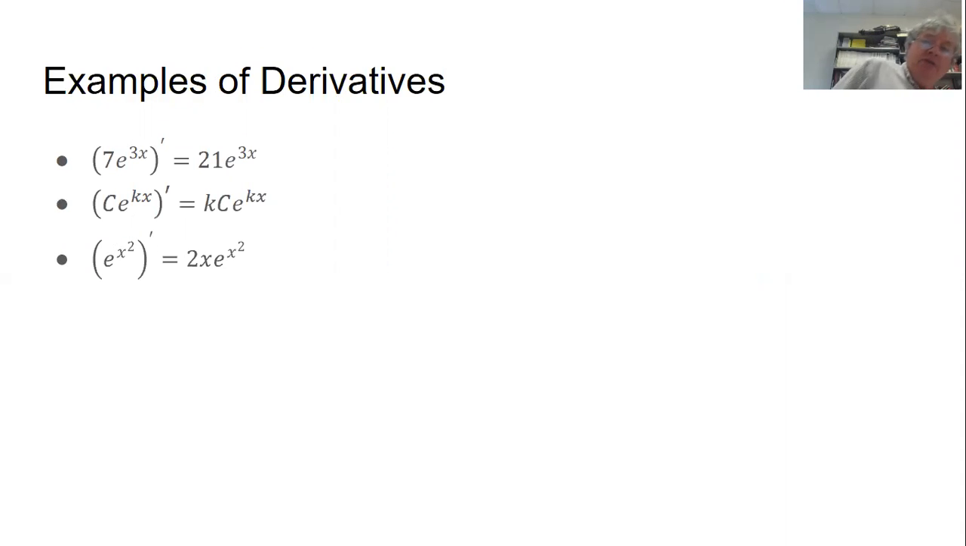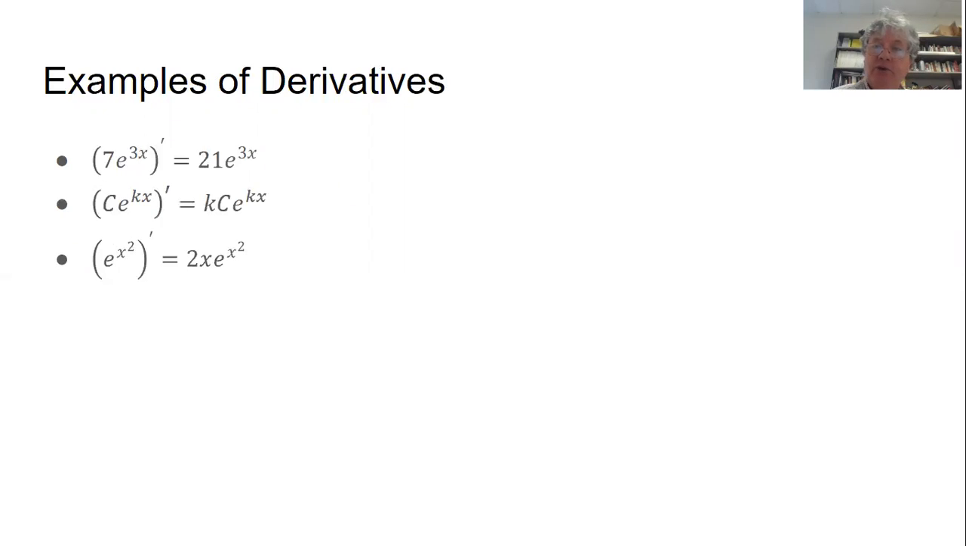So let's just do some straightforward examples, like the derivative of 7 times e to the 3x. Okay, we keep the 7 because it's a multiplicative constant. We multiply by that 3 because it's e to the 3x. So that gets us 21, and it's an exponential, so the exponential stays, e to the 3x. And so in general, if you've got c times e to the kx, the derivative of that will be kc, right, because the k comes down, times e to the kx. It's an exponential, so the exponential stays.